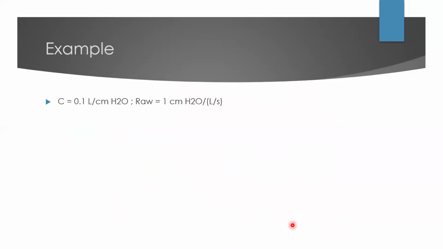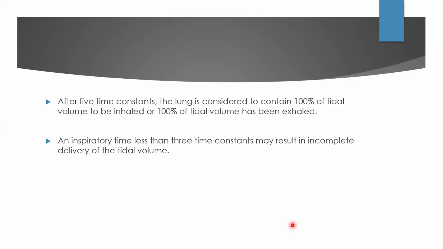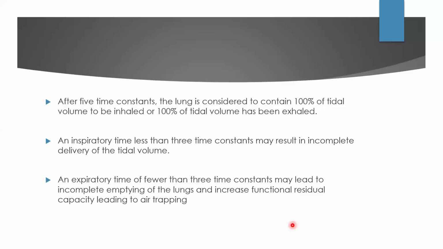For an example calculation, take a compliance of 0.1 and a resistance of 1. The time constant is the product of these two values, which gives 0.1 second. So in this patient, 63% of the inhalation or exhalation occurs in 0.1 second.